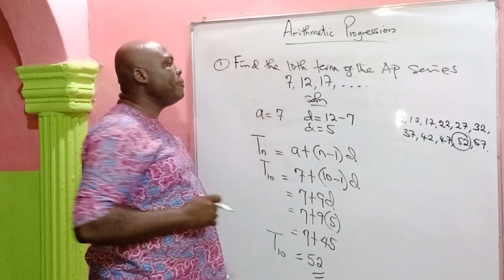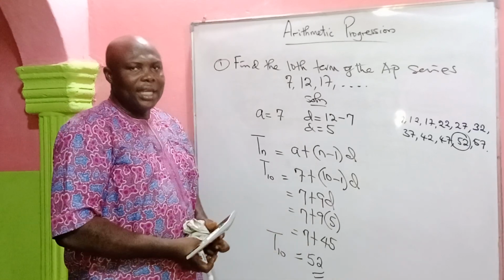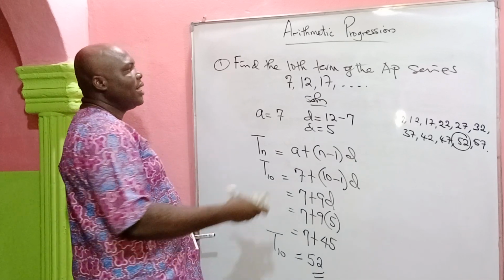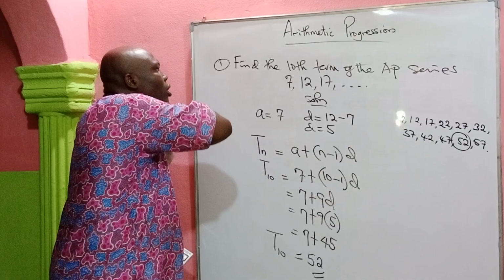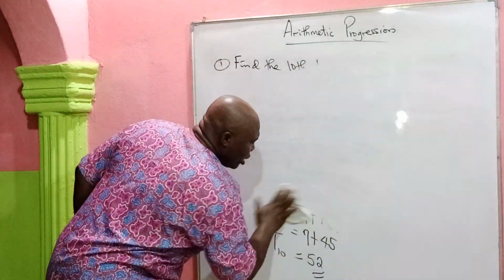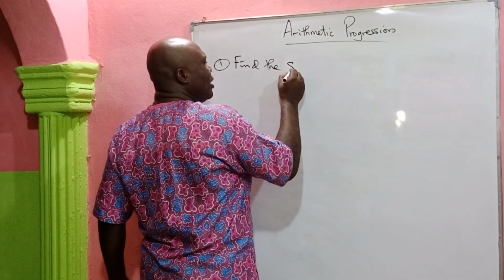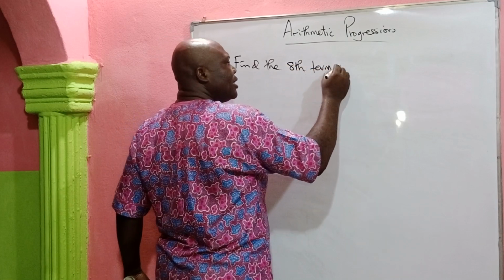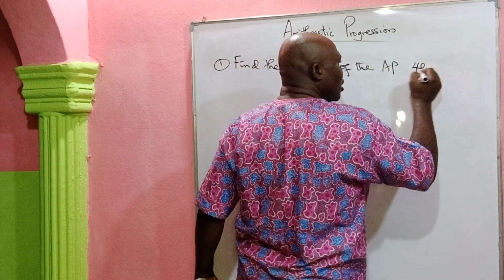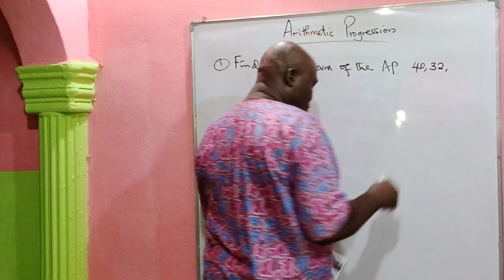All right, this is an AP series with a common difference that is positive. What happens if the common difference is negative? The same thing we have to do. So let's take an example where the common difference is negative. In the second question, let's find the 8th term of the AP. This AP is 40, 32.